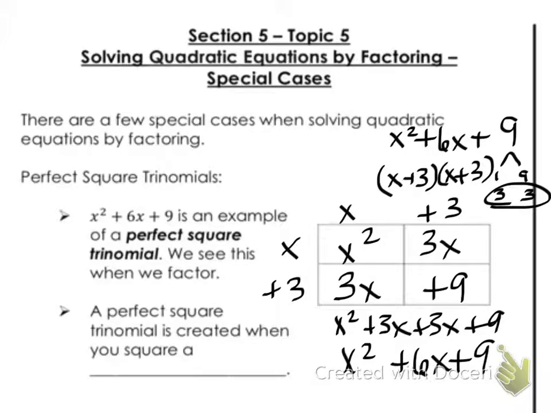Alright, this is a perfect square trinomial because you can see there we have two binomials here that are exactly the same: x plus 3 times itself. What happens when we multiply a number times itself, or anything by itself? We're squaring it. So we have to square this binomial. X plus 3 is a binomial. So it says a perfect square trinomial is created when you square a binomial.